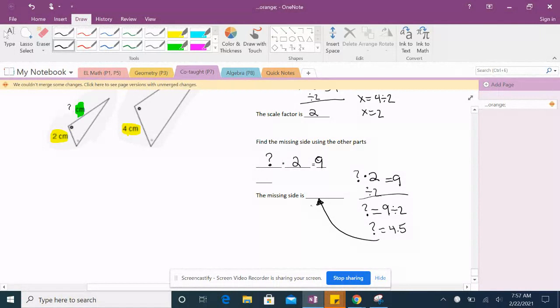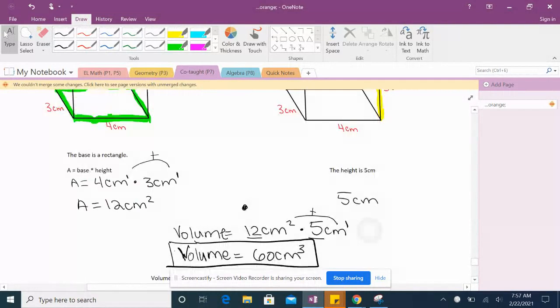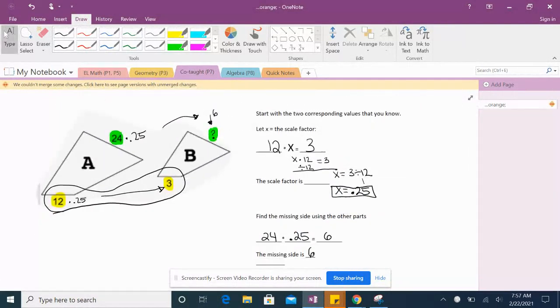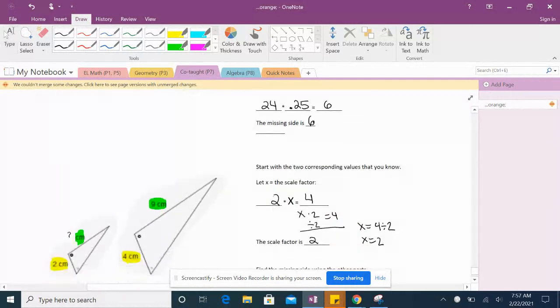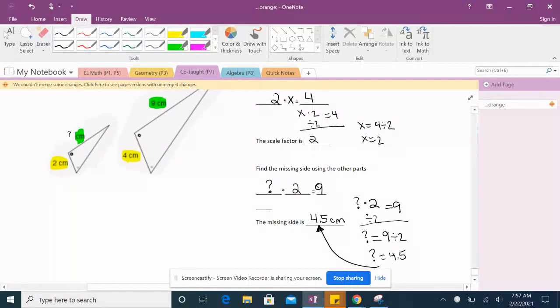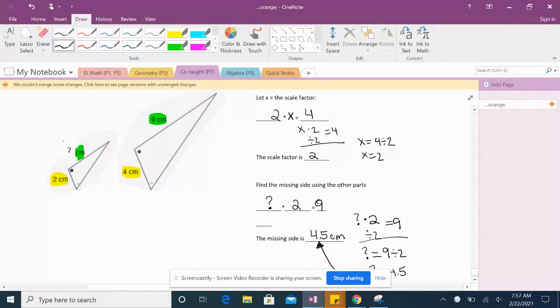So el valor que falta es igual a 4.5. And this is centimeters. Este es centímetros. And in our first example, we didn't have units. Perfect. Okay. So otra vez, again, this side is 4.5.